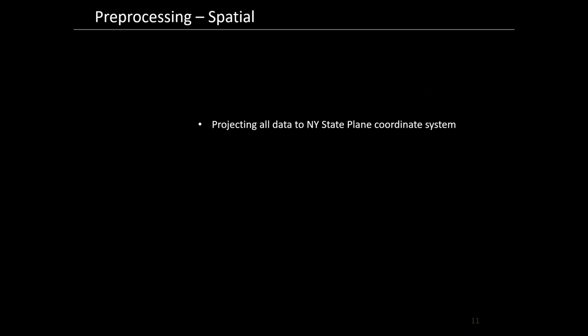Ensuring that all the data is in the same coordinate system obviously is a very important first step. All the data, raster and vector data, has been projected into the New York State Plane Coordinate System. And since everything's going to be packaged up as a final geodatabase, it's very important from the get-go to have everything in the same projection and coordinate system.